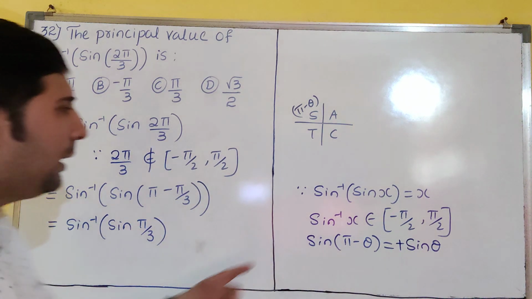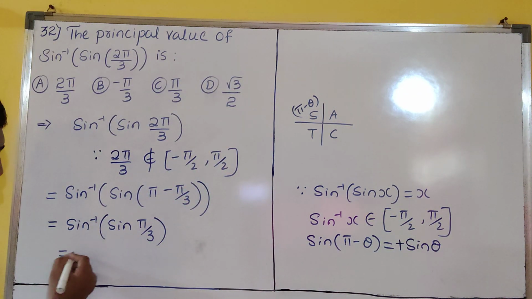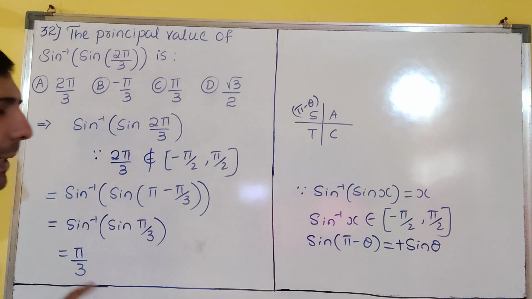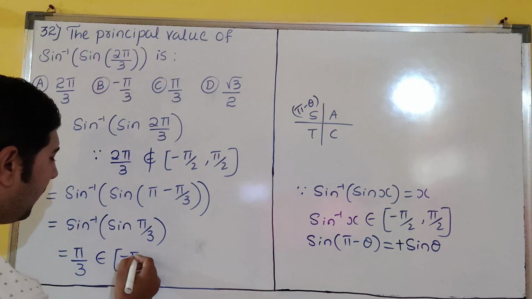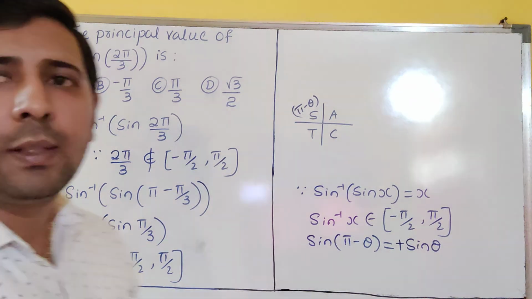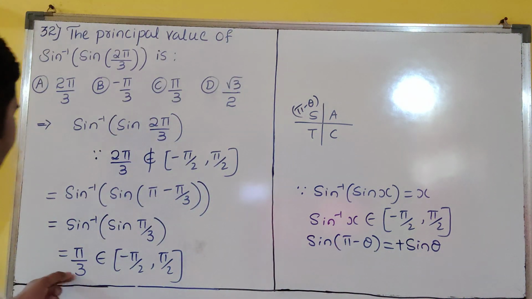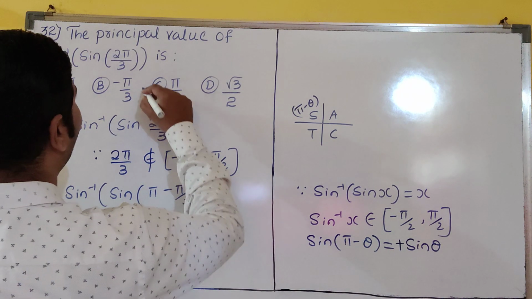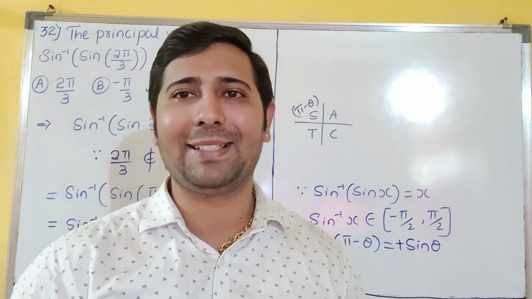Now you have just been told, sin inverse of sin x is x only. X is what here? Pi by 3. Pi by 3 means 60. 60 will come in between this range or not? Minus 90 to plus 90, 60 comes inside. Yes? So that's why our option is this one. Our answer is 60 degree, that is pi by 3. Our option matches with C, dear students. So C for cake. Cake is our answer.